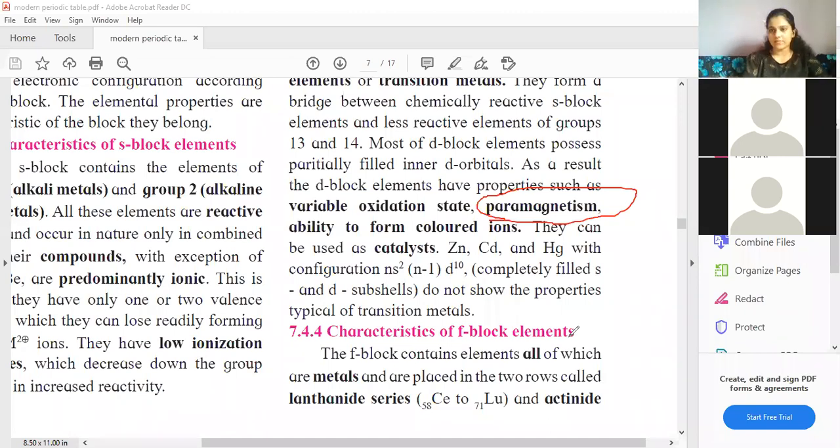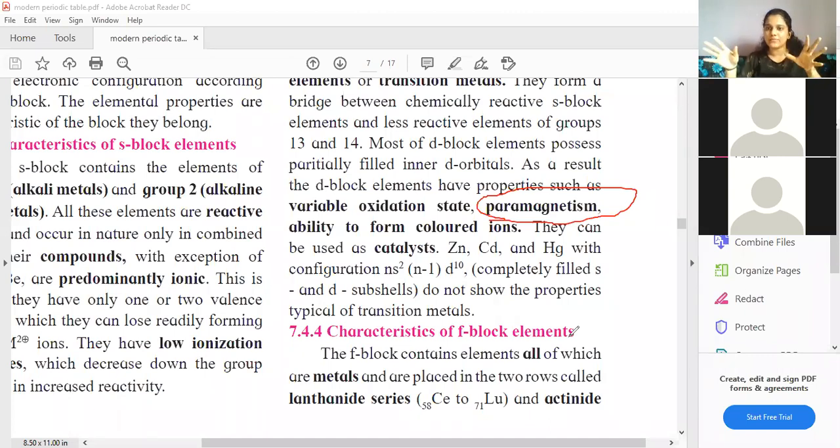What is the difference between the three of them? I'll tell you all. If I give you a diamagnetic material, and you try to take it near an externally kept magnet, it will repel. It will try to move away from that external magnet. That is a diamagnetic material.